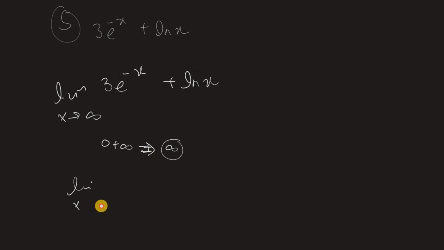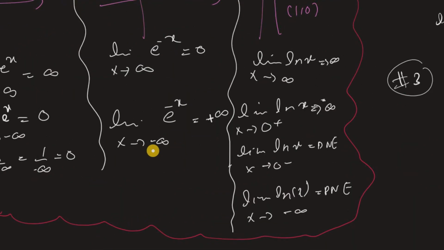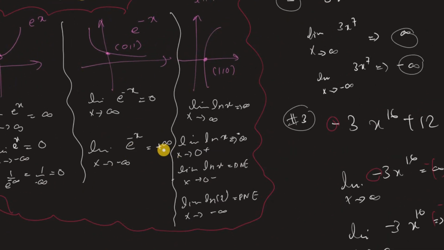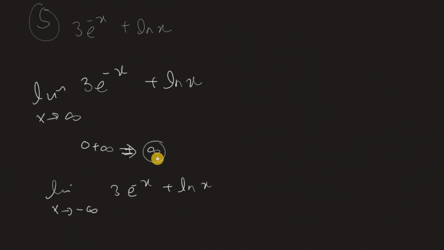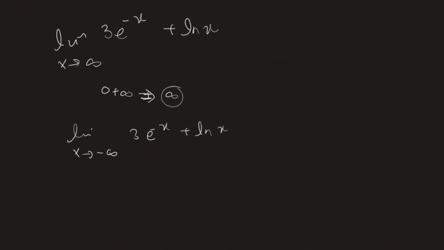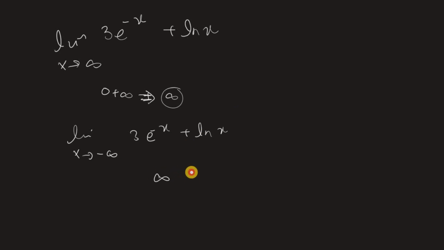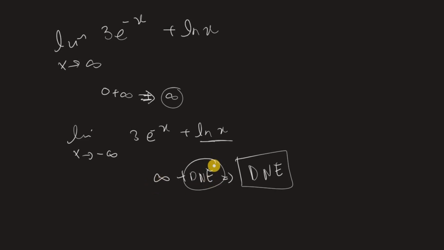If you approach the same thing with negative infinity, we're only looking at negative infinity now. For e to the negative x, we get infinity, and for ln of x at negative infinity, we get does not exist. So you get does not exist plus positive infinity. So the final answer would simply be positive infinity in this case. Oh, sorry, that would be does not exist. Because it involves does not exist, you can't add positive infinity and does not exist, so the answer should be does not exist.